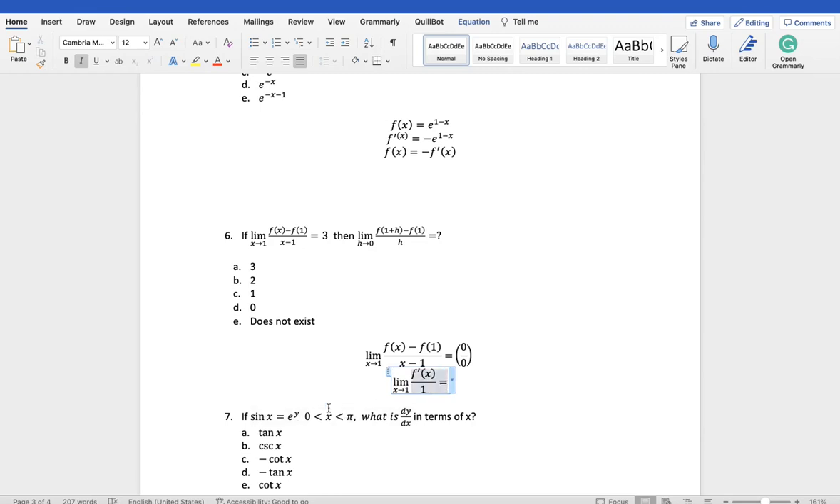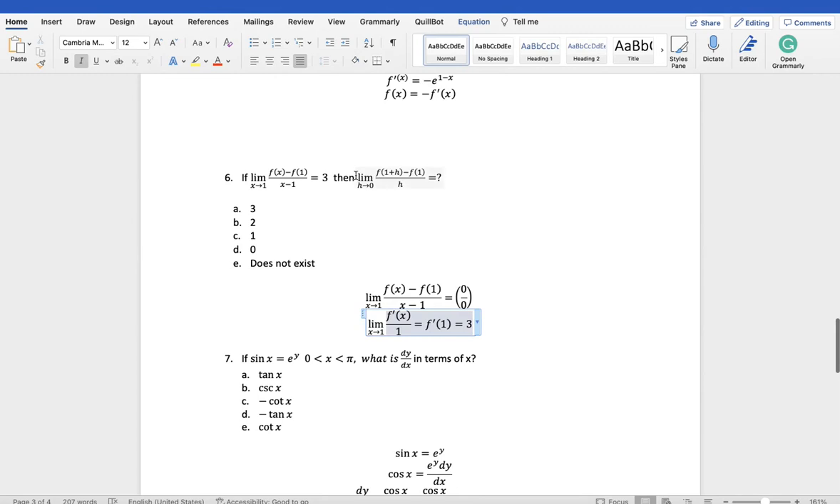And this will give you, as you substitute the value of 1, just f prime of 1 divided by 1, which is just f prime of 1. And that, according to the problem we are given, should be equal to 3, right? Okay, so now you know that. So now you can apply it to the second part of this problem.